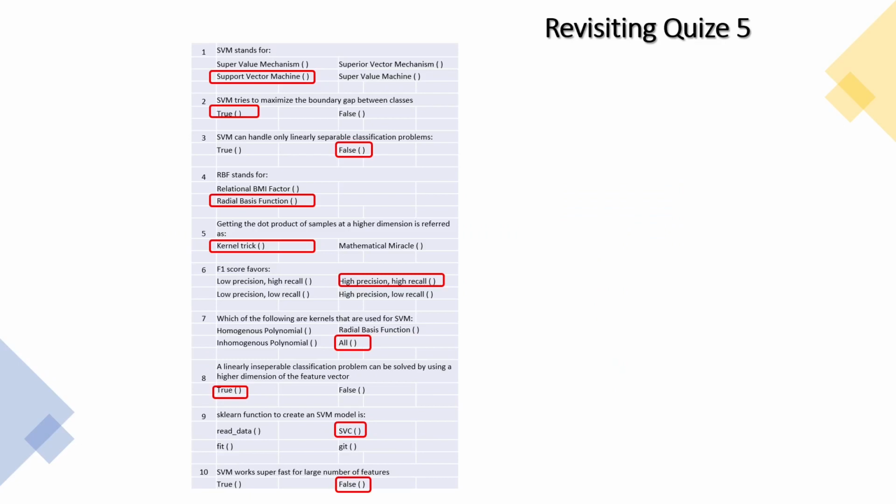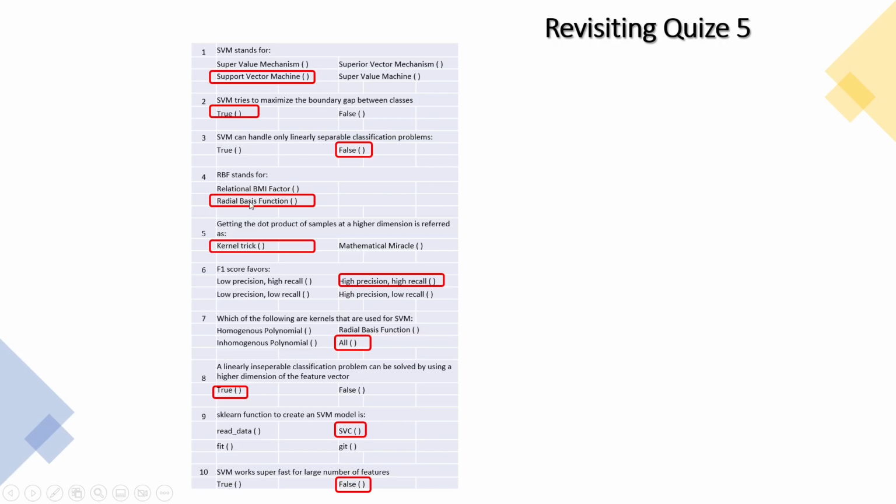And revisiting the quiz of the last week, SVM stands for support vector machine. SVM tries to maximize the boundary gap between classes. That's true. That's the whole idea behind support vector machines. SVM can handle only linearly separable classification problems. That's false. That's why we have support vector machines, to solve linearly inseparable problems.